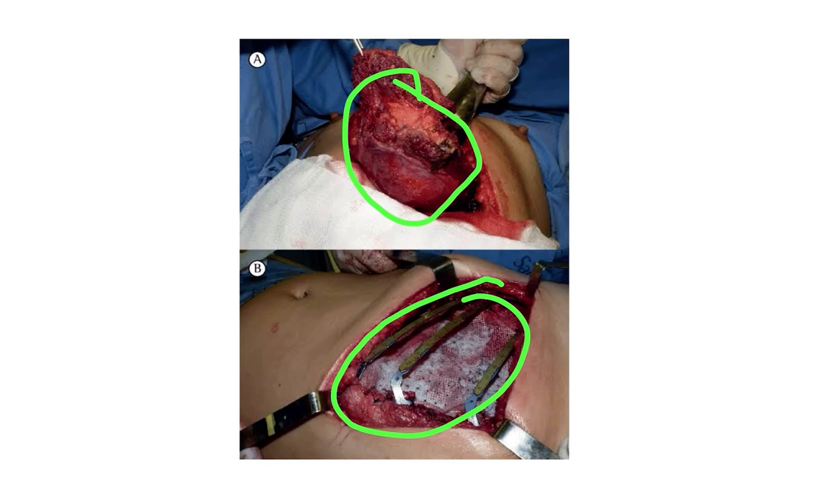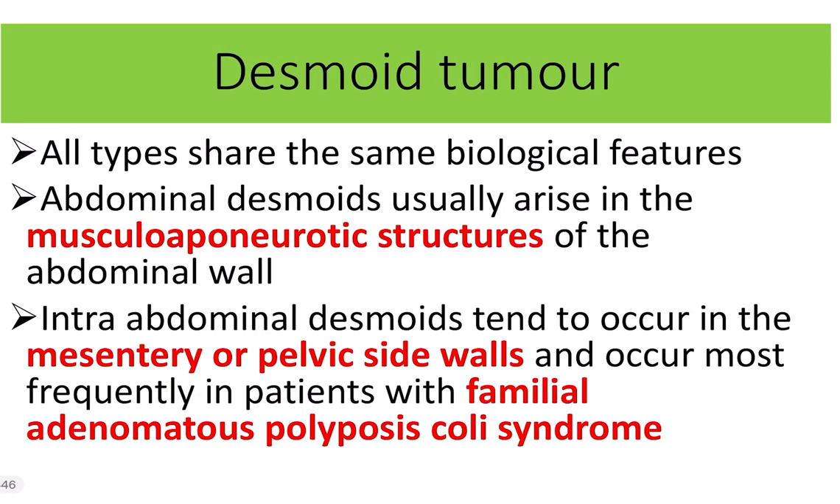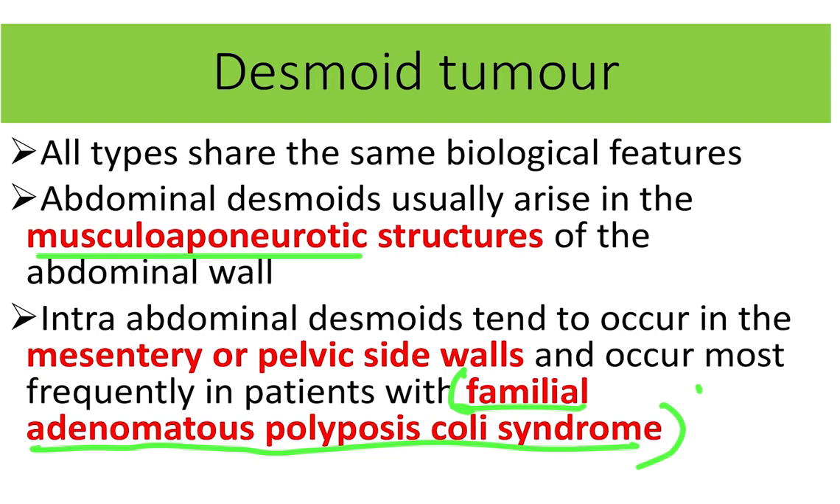It usually arises after an operation, and all types share the same biological features. Abdominal desmoid usually arises from musculoaponeurotic structures, that means from muscle and fibrous tissue. Intra-abdominal desmoid tends to occur in the mesentery or pelvic side wall, and is commonly associated with FAP, which is familial adenomatous polyposis coli syndrome. In case of FAP, this desmoid tumor is very common.